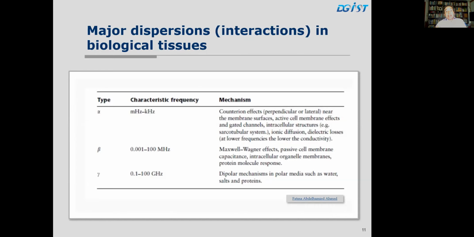Obviously the intensities are less, so we're not heating up. But that being said, various ions that are involved in the cell structure, such as the ions around the membranes, can be moved, and there could be potential effects that way. Not so much heating effects, but what we call counter ion effects. The beta type dispersions are at slightly higher frequencies. We see some protein molecule response, and then the higher frequencies, gamma, that approach the sub-terahertz region, are dipolar mechanisms in polar media, such as water, salts, and proteins.